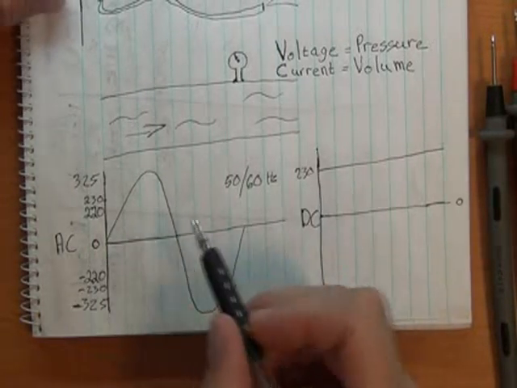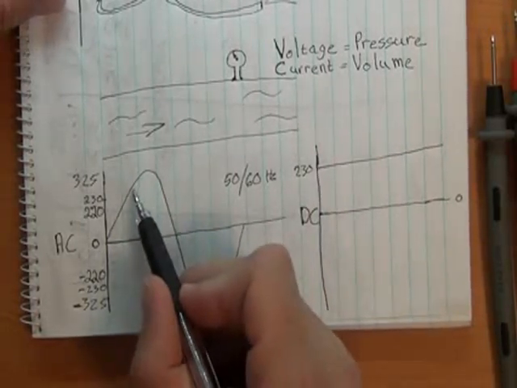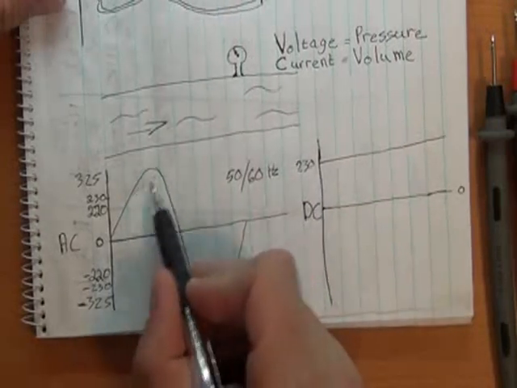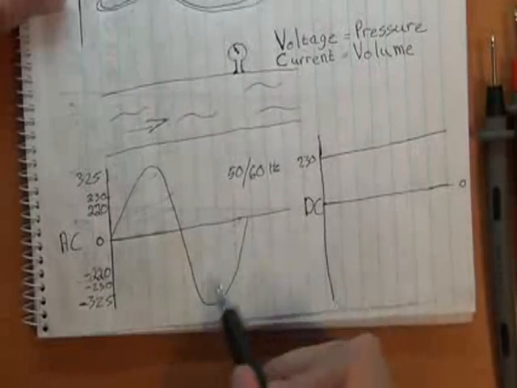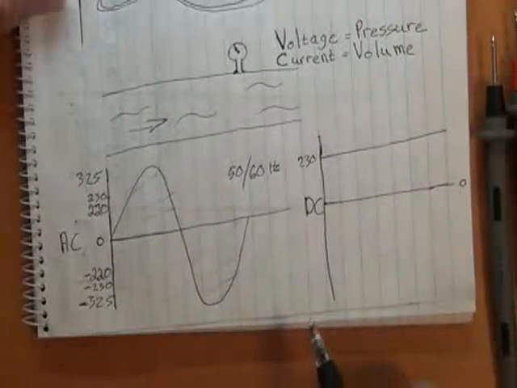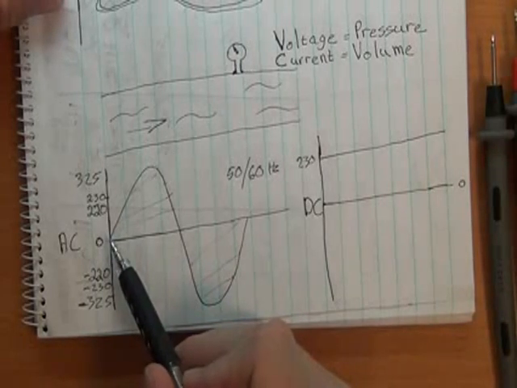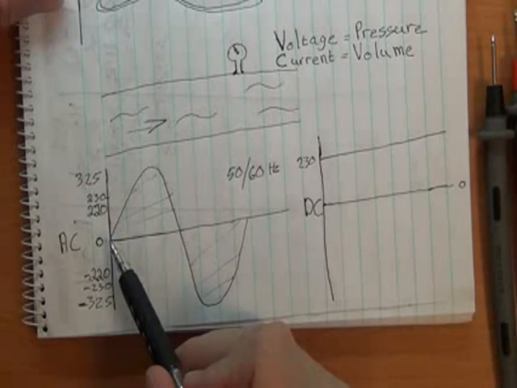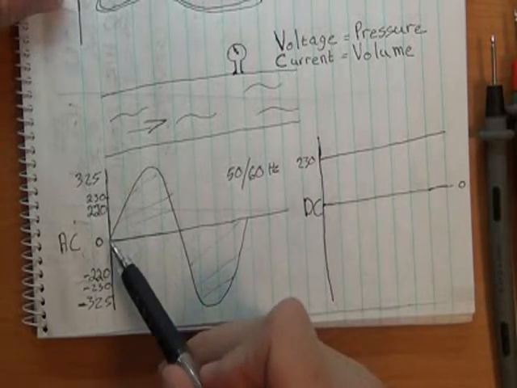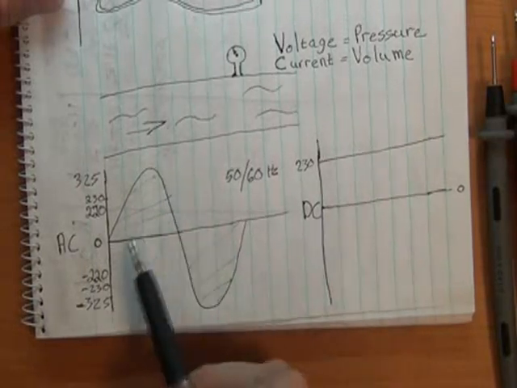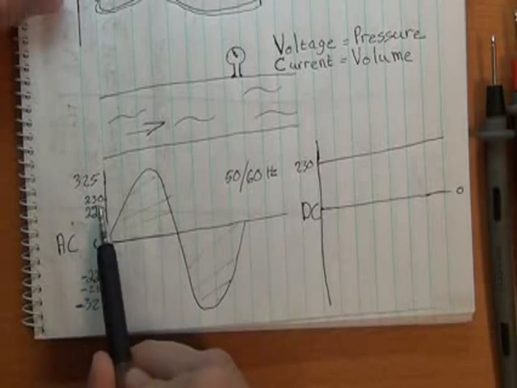Now, the useful voltage for powering your appliances at home is the average under these two cycles. You'll hear the term RMS on a multimeter, an RMS multimeter. That means root mean square, and that's a calculation to understand the average of this area under here. And that is 230. Okay?